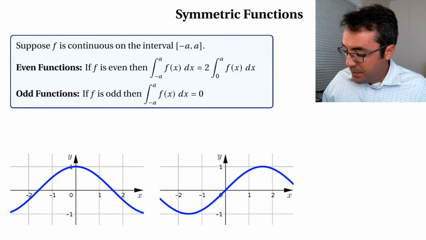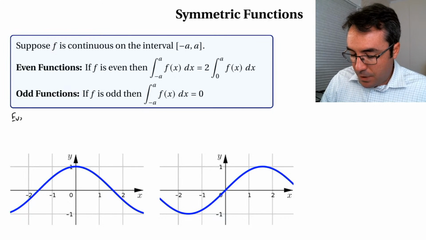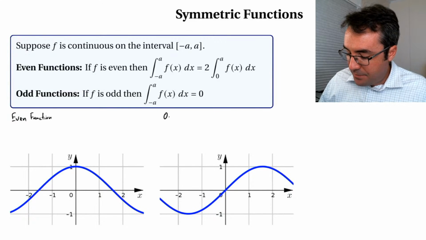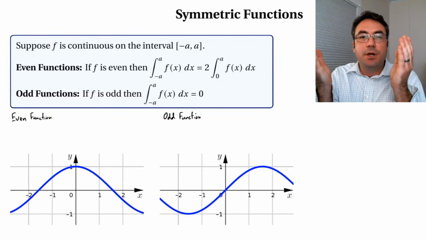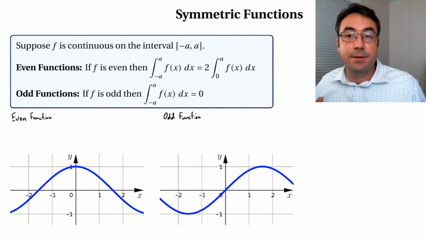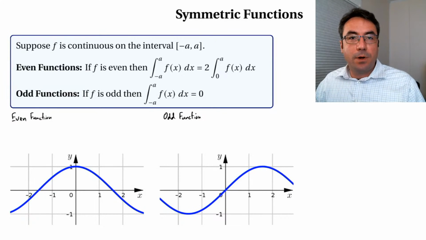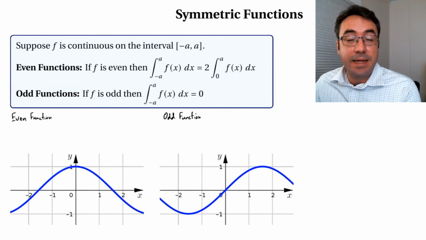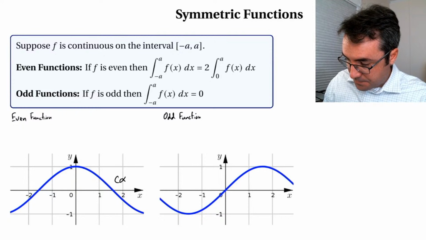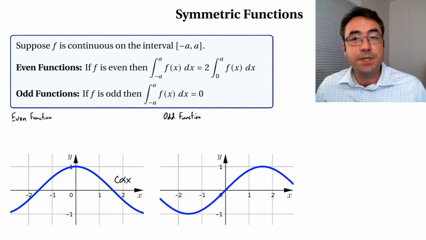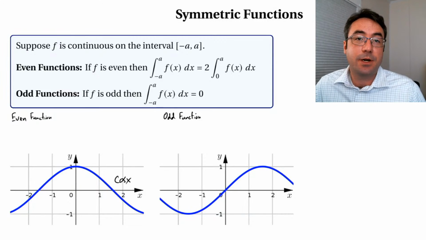So let's look at some examples of what an even function might look like and what an odd function might look like. And we notice that they're symmetric. An even function just looks like a mirror image across the y-axis. Probably one of the more common functions that we see that is an even function, and this is what we have graphed here, is cosine x. So cosine is an even function. It's symmetric about the y-axis.